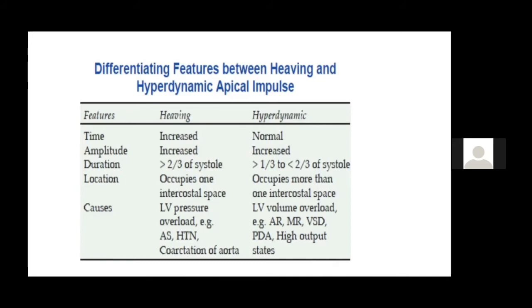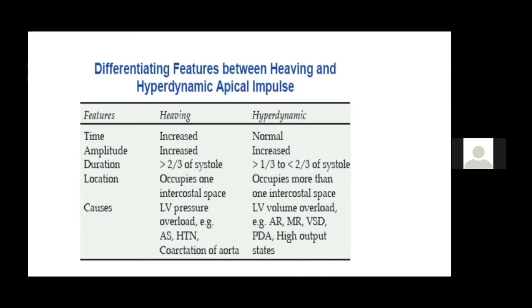A hyperdynamic apex usually does not increase in time because the LV ejection time remains the same. As compared to the amplitude, a heaving apex has an increased amplitude, and both lift our finger. However, it only relates to the time of the cardiac cycle for which it is lifting your finger. So if it lifts your finger for more than two-thirds of the systole, then it is known as a heaving apex. And to be more concise, if it is less than half of the systole, then it is hyperdynamic. However, the definition says anything between one-third to two-thirds is a hyperdynamic apex.